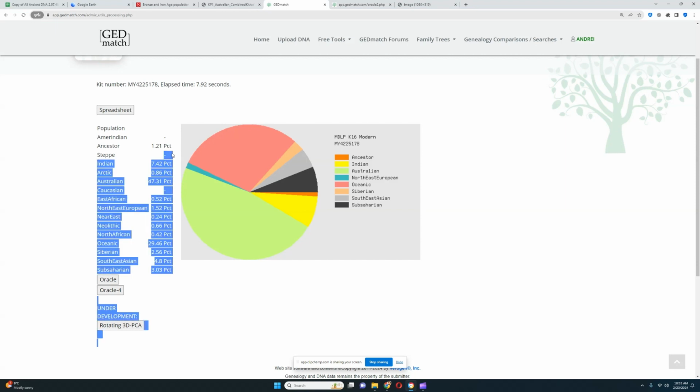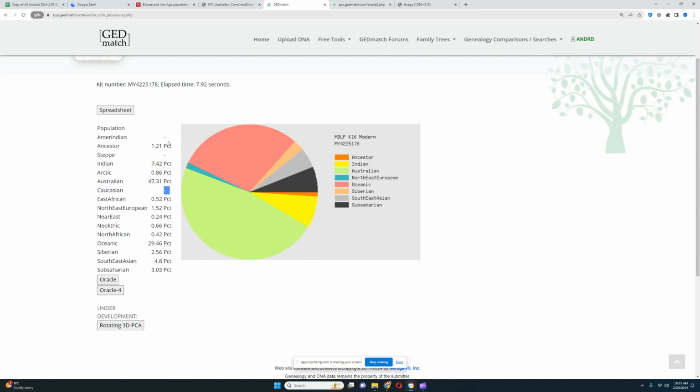He's not scoring any Steppe, and he's not scoring any Caucasian, and that's interesting. He's not scoring any of the components that make up Europeans. Aside from Northeast European, he's scoring Northeast European. He's scoring a little bit of Neolithic, right? So he does have a little bit of Northeast European admixture here, but not Steppe, which is very interesting.